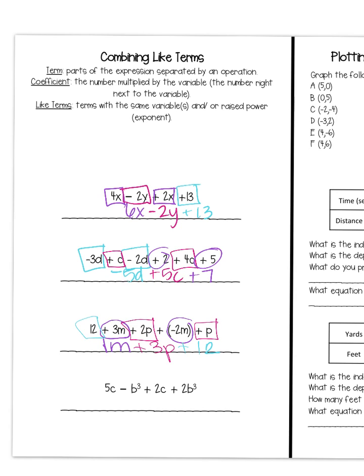Okay, last one. 5c minus b cubed plus 2c plus 2b cubed. I have a 5c and a positive 2c. Same sign add, so that's a positive what? 7c. Then I have a negative b cubed and a positive 2b cubed. Same sign add, different sign subtract. I have 2 positives, 1 negative, so that's plus b cubed.